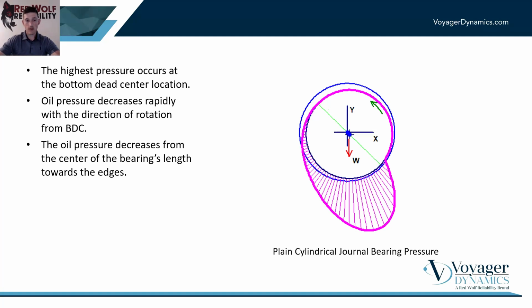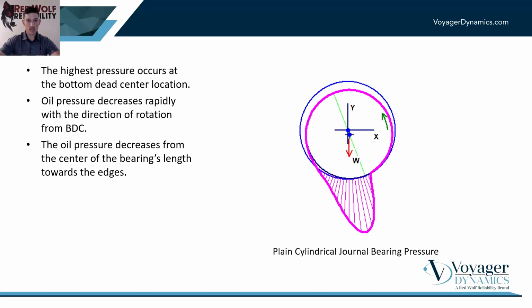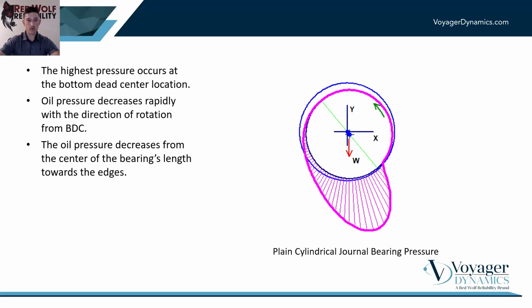Now, the other important thing we can draw from this is that the oil pressure decreases really rapidly in the direction of rotation from BDC. So if you follow that green arrow around counterclockwise from BDC, we actually hit a point where our oil pressure decreases to about 0 near 45 degrees from BDC. Right, and that's following our attitude angle counterclockwise from BDC. We actually would recommend putting an FDS sensor there as well.